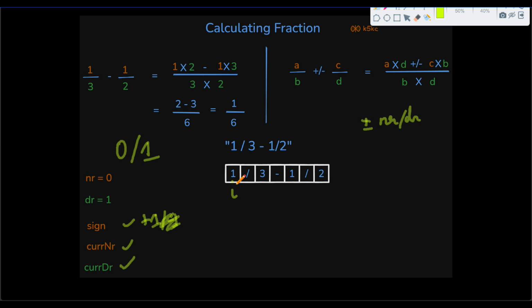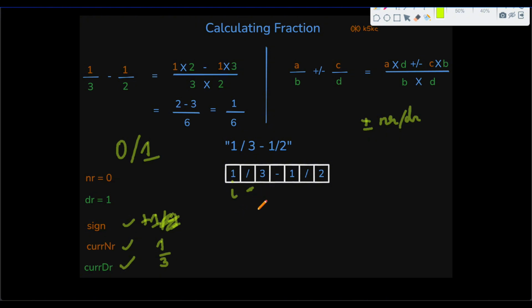And now we know that the next part of the expression should be numerator. So we will collect all the consecutive digits into the current numerator starting from index I equal to 0 and increment I. So we get current numerator as 1 only. And then we see forward slash. So we will skip it. But now we know that the next digit will be denominator, right? So we will read all the consecutive digits into the current denominator. So here we get current denominator as 3 and we will move forward I accordingly.